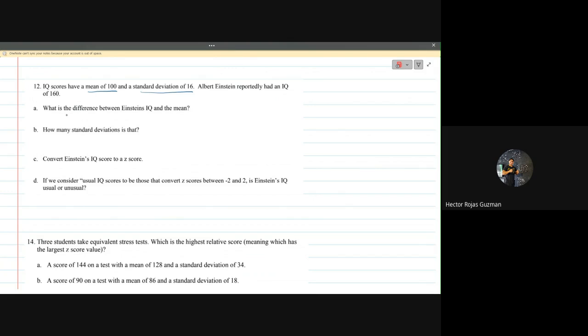So first of all, what is the difference between Einstein's IQ and the mean? The difference, right? You're gonna be subtracting them. So if you take Einstein's IQ and you subtract the mean from it, the difference is 60 IQ points. How many standard deviations is that? Well, for that, we're going to have to take our normal distribution graph and sketch it out. Let's see if it fits.